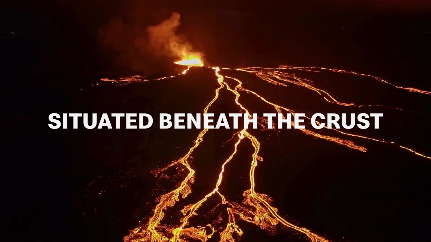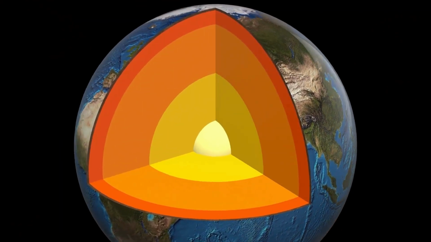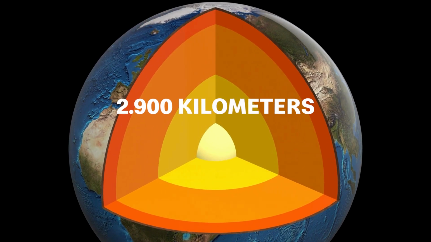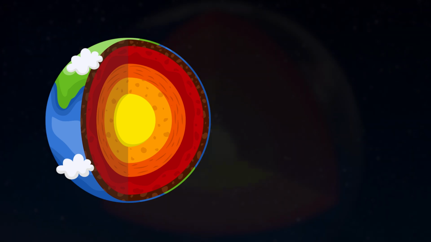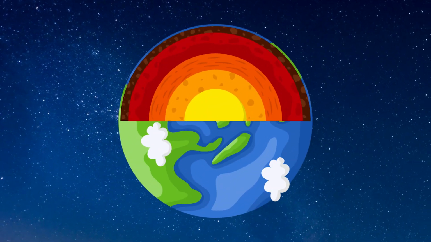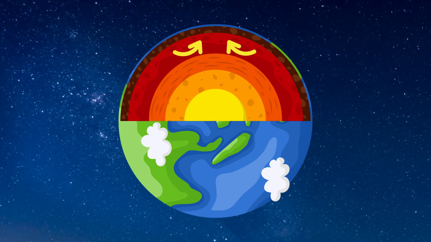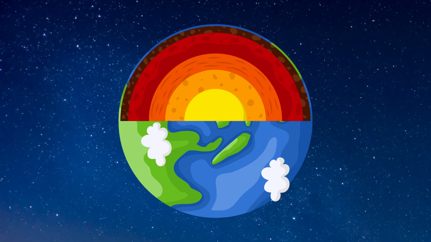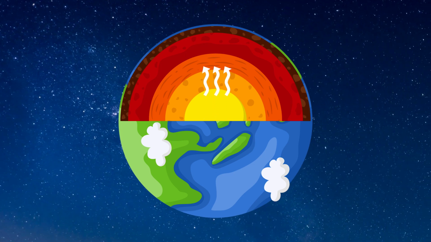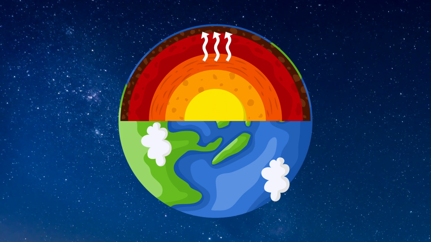Situated beneath the crust, the mantle makes up the majority of the Earth's mass, extending to a depth of about 2,900 kilometers. It is divided into the upper mantle and lower mantle, with the upper mantle being ductile, where convection currents occur. These convection currents play a crucial role in transporting heat and materials from the core to the crust.